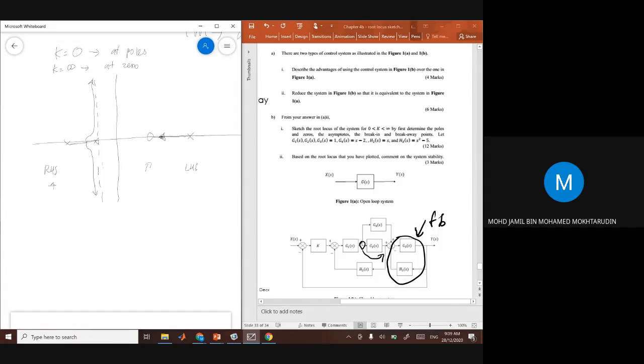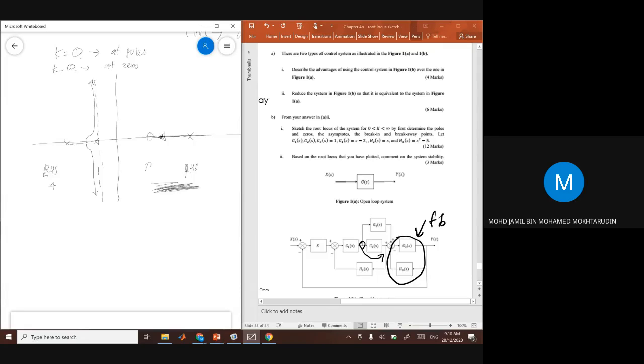So if you look at the value of k from k equals 0 to k equals infinity, if you plot the poles, there will always be poles on the right hand side of the S-plane, meaning that if you vary k from 0 to infinity, the system will produce poles on the right hand side of the S-plane, meaning that for any value of k, the system is unstable, okay?